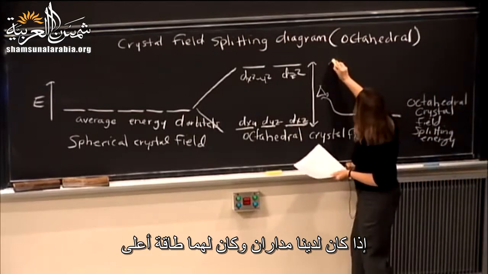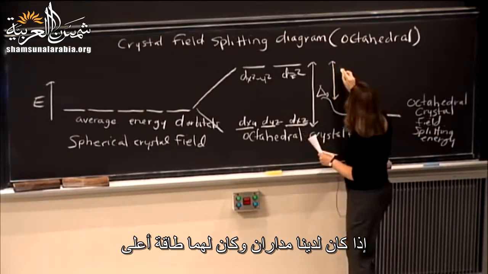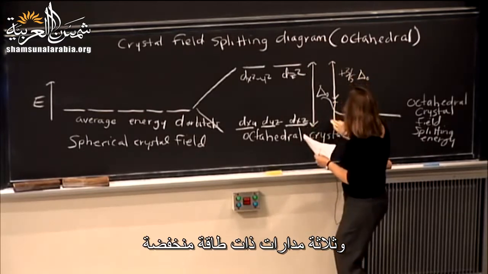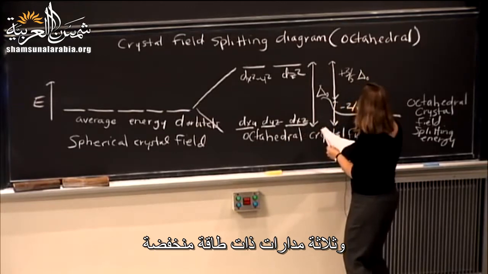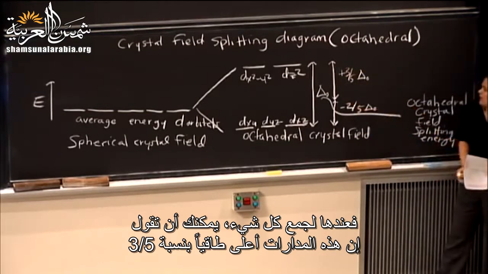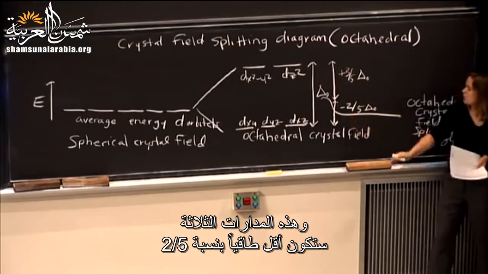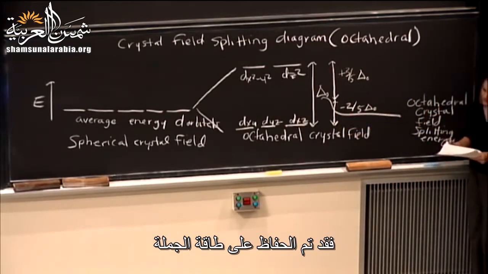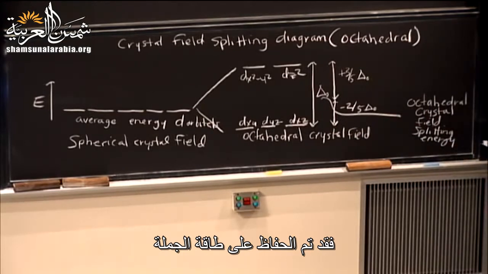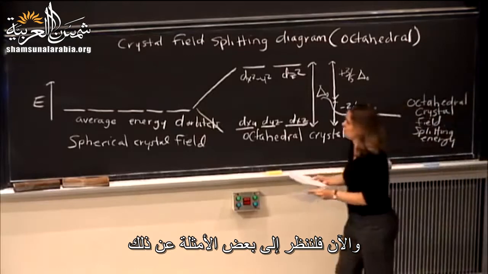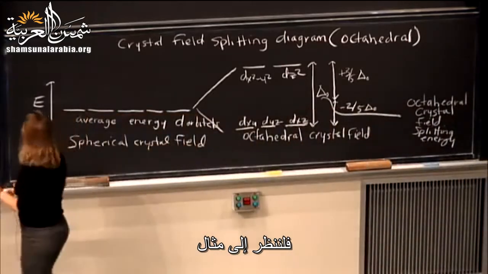So if two orbitals go up in energy, and three go down in energy, then to have everything add up, you can say that two go up in energy by 3/5, and these three orbitals are going to go down by 2/5. So overall, the energy of the system is maintained. OK, so that's a crystal field splitting diagram for an octahedral case. And now let's look at some examples of this. So let's look at an example.